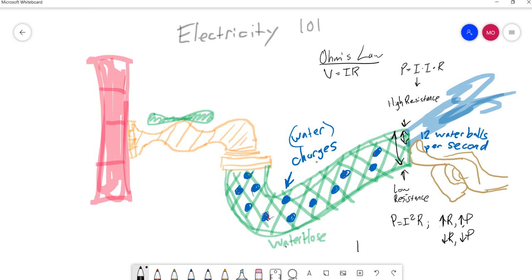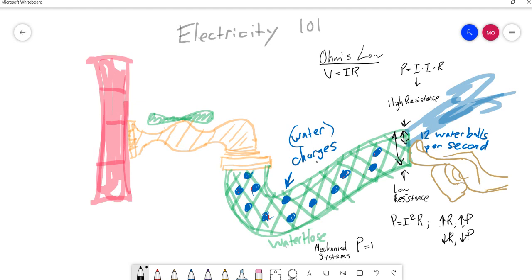Now, next time you see something like the current, you'll know it relates to how much is flowing, but it doesn't necessarily mean high power. That's something very, very important to realize. It's all a balancing act between multiple factors.